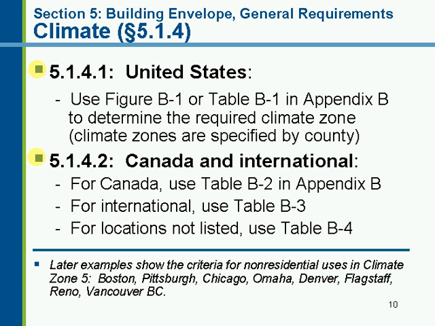As we go through here, I'm going to show some examples of what the envelope criteria was for the 2004 version and then for the 2007 version. And I'm going to use Climate Zone 5 as the basis for that. So Climate Zone 5 is a broad swath across the U.S. It includes cities like Pittsburgh, Boston, Chicago, on to Omaha and Denver, down to Flagstaff, up to Reno, and to Vancouver, British Columbia.